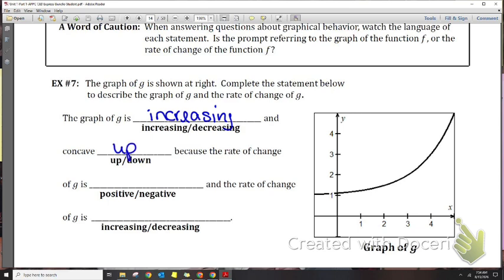Because of the rate of change of G, look at the slopes. What's happening here? If you don't have it memorized, what concave up does, you can see your slopes are getting more and more positive. So the rate of change of G is positive, and they're getting more and more positive, so the rate of change is increasing. All right, and that is lesson 1.2.